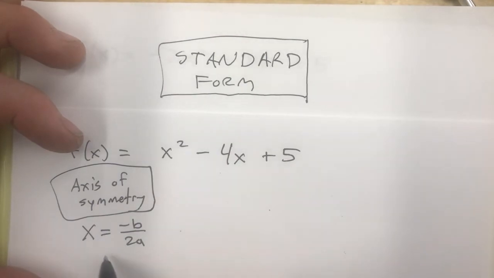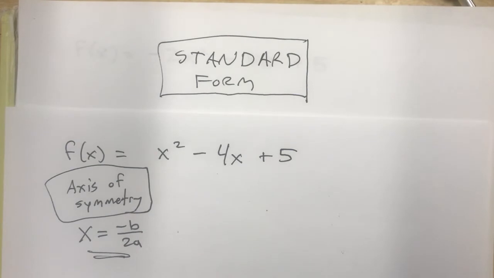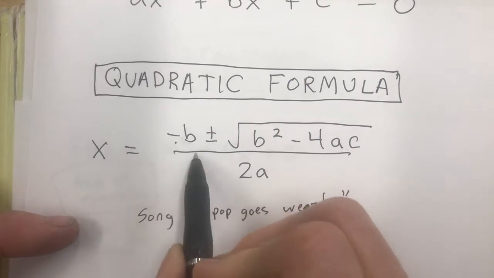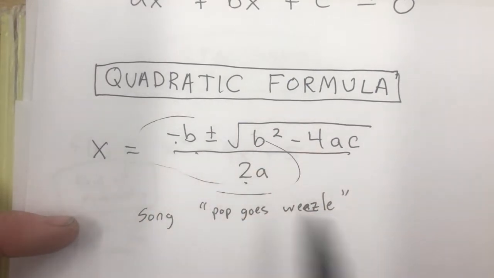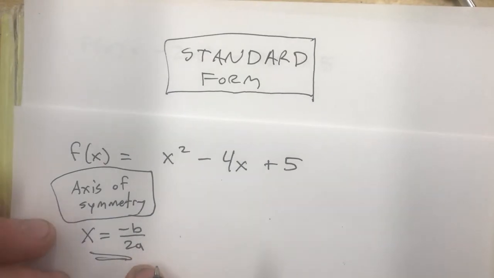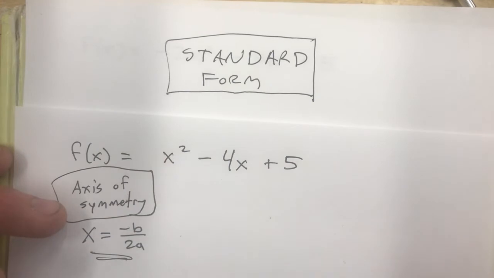Okay? This right here is in the quadratic formula. If you remember the quadratic formula, which I had written down right here. Here's the quadratic formula. Okay? And see I got -b over 2a right here at the beginning. Okay? That's what this is right here, -b over 2a. That's your axis of symmetry, which is the x value of your vertex.